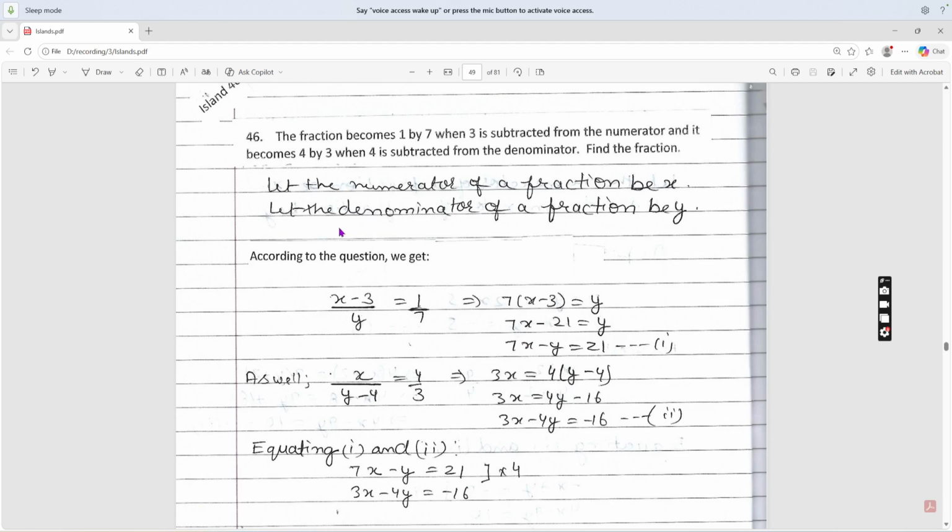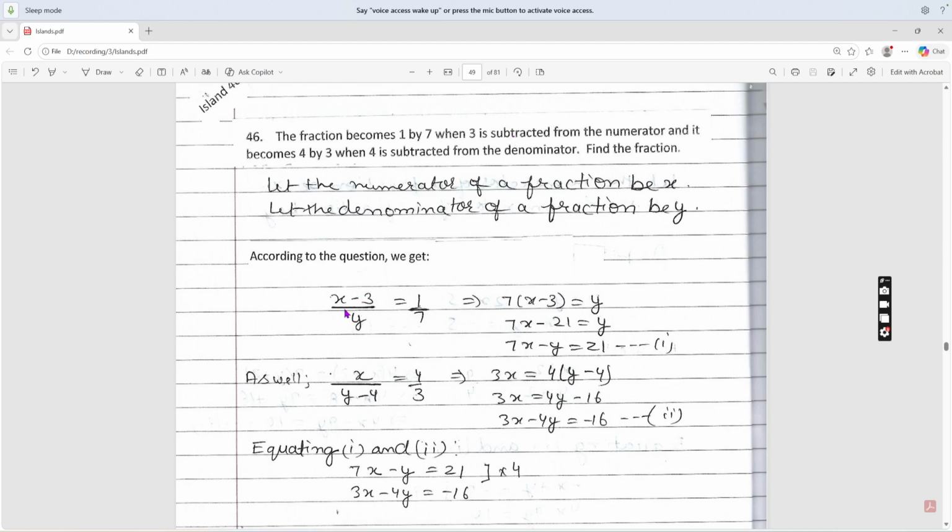The fraction becomes 1 by 7, means 1 upon 7, when 3 is subtracted from the numerator, and it becomes 4 by 3 when 4 is subtracted from the denominator. Very simple. When the question is silent about the denominator or the numerator, then they are going to be copy paste as they have, presuming their original values.